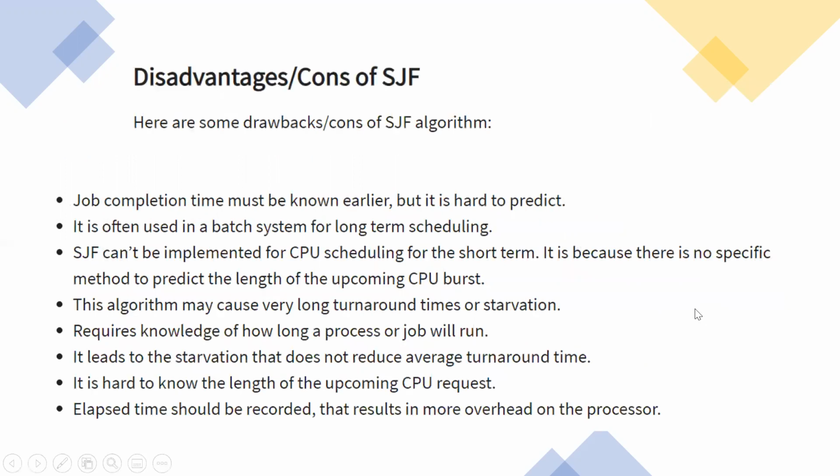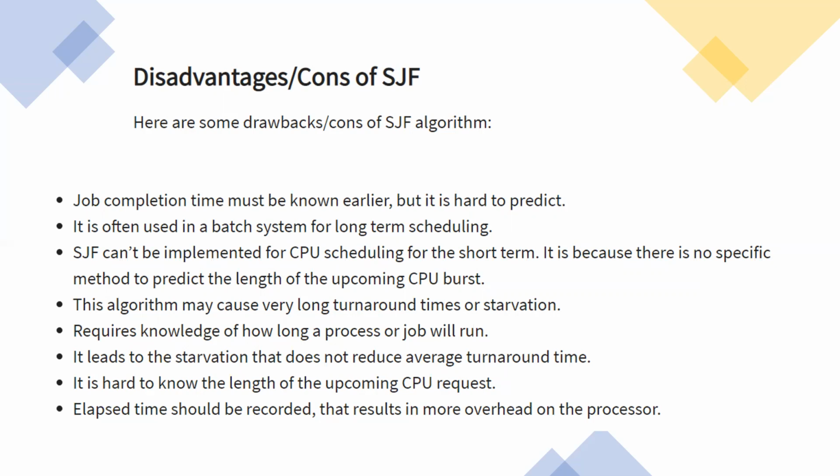What are the drawbacks and cons of the SJF algorithm? So job completion time must be known earlier, but it is hard to predict. It is often used in batch systems for long-term scheduling. SJF can be implemented for CPU scheduling for the short term. It is because there is no specific method to predict the length of the upcoming CPU bursts.